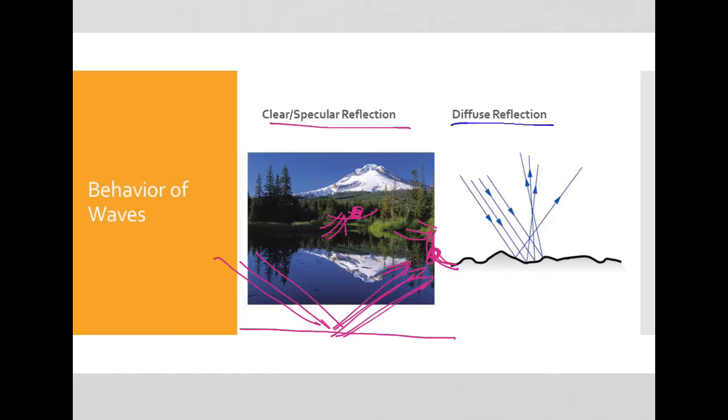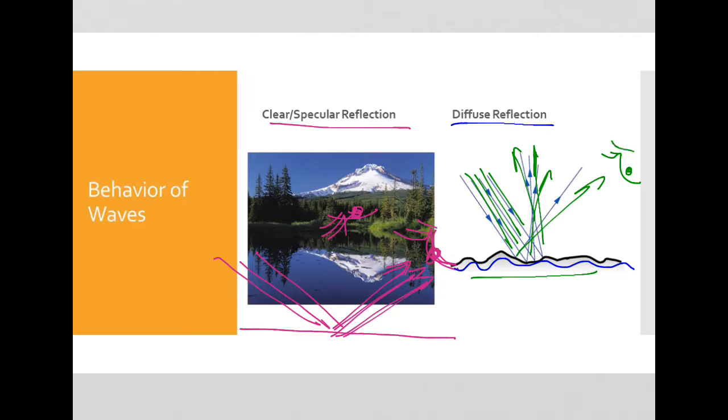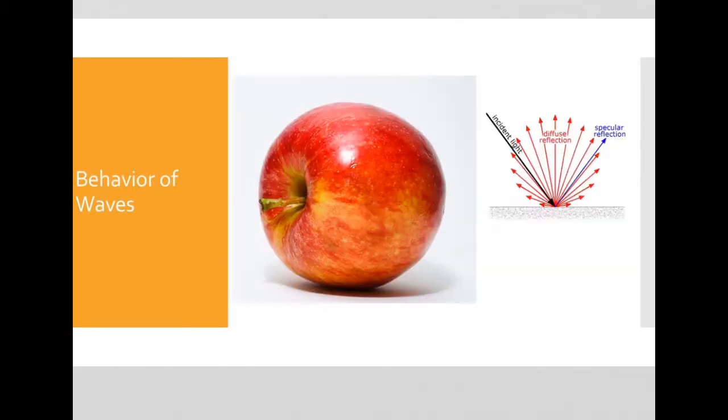Diffuse reflection, on the other hand, is where the surface is very rough. Even though we have all of these light beams coming from the same source, they're not all getting reflected in exactly the same direction back based on the surface. And so if my eye is over here, I might see only a portion of what is reflected back and not all of it. That's diffuse reflection.